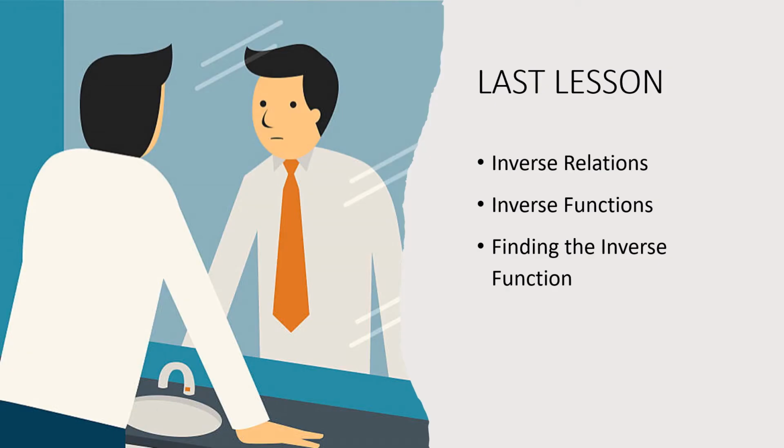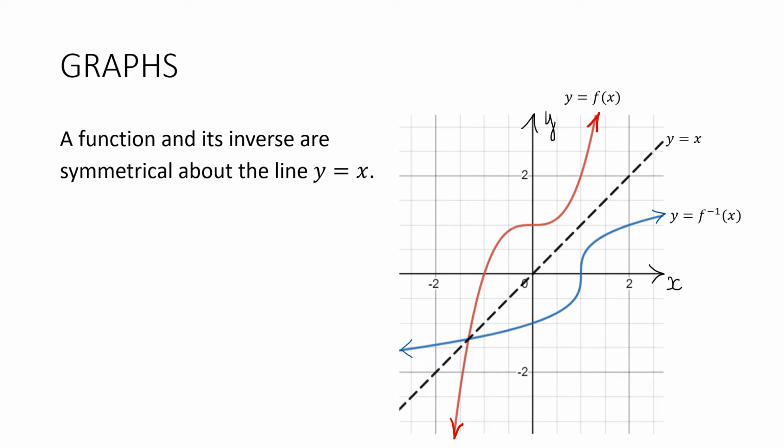Last lesson we learnt about inverse relations, inverse functions, and finding the inverse function. Now a function and its inverse are symmetrical about the line y equals x. And we can see that here. So here we've got the graph of y is equal to f of x. And here's the graph of the inverse function. Can you see how it's reflected over that line?